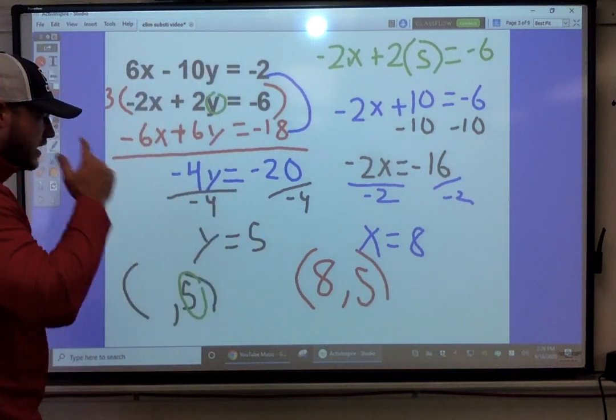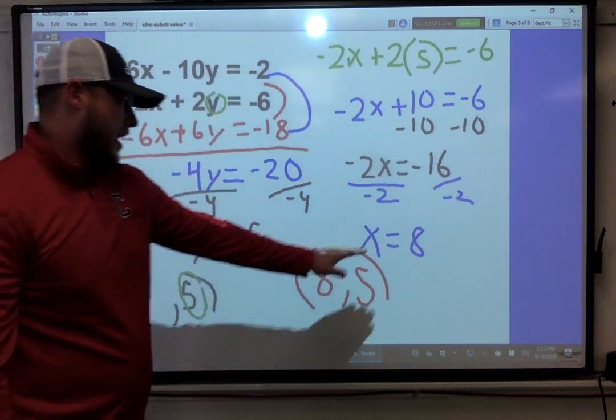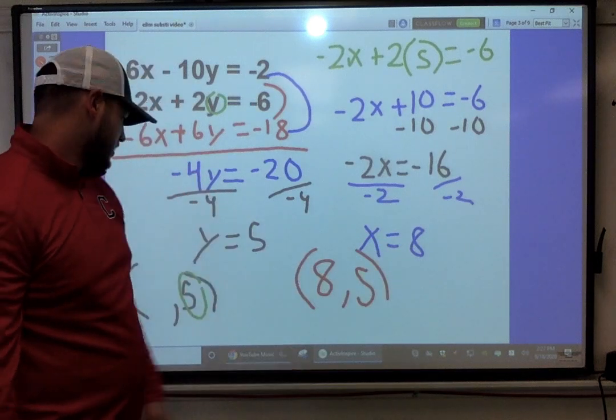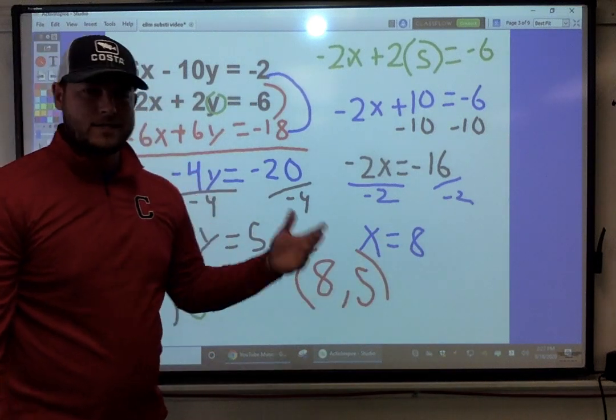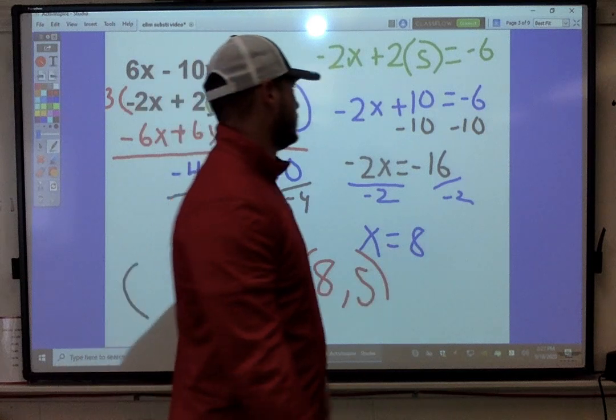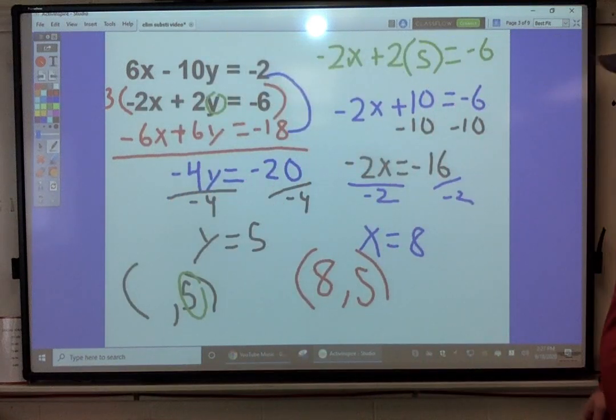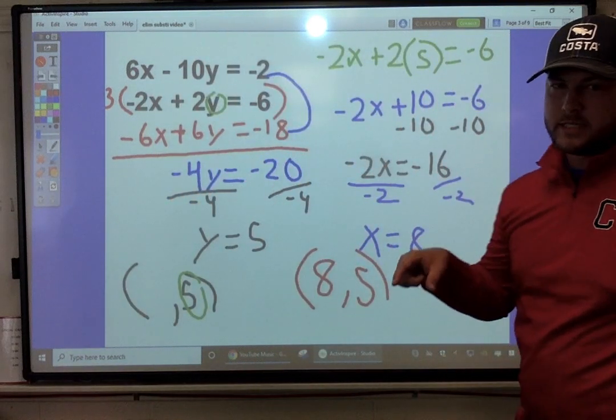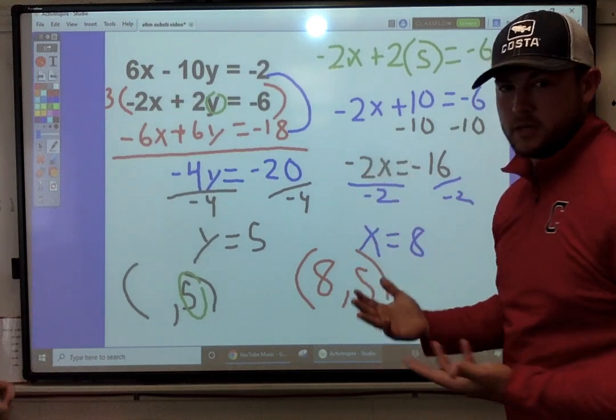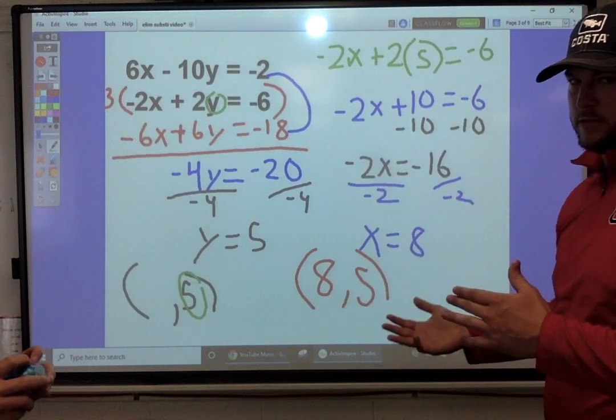Now be careful whenever you're writing your solution, make sure your x, the 8, is going first. So your y goes second. It's always xy, right? And remember, you guys can click pause at any time and try to solve these on your own, right? And then kind of check yourself.